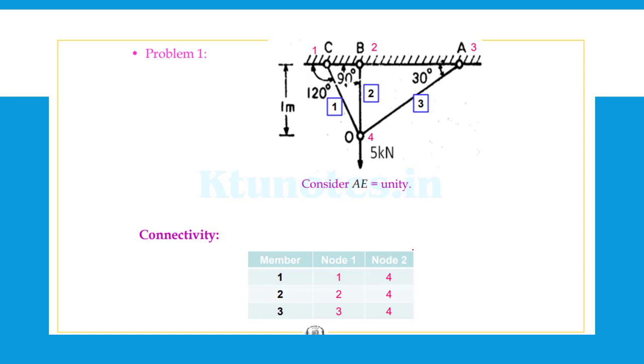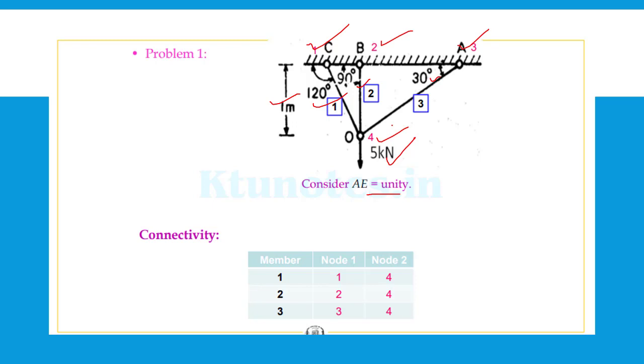Problem number 1 with supports A, B, C here, A, B, C near to the board, and we have point O where 5 kN is acting. Consider AE as unity, so the value will be 1, and the total depth will be 1 meter, and the various angles are given: 30 degree, 90 degree, 120 degree. The joints will be 1, 2, 3 and 4.